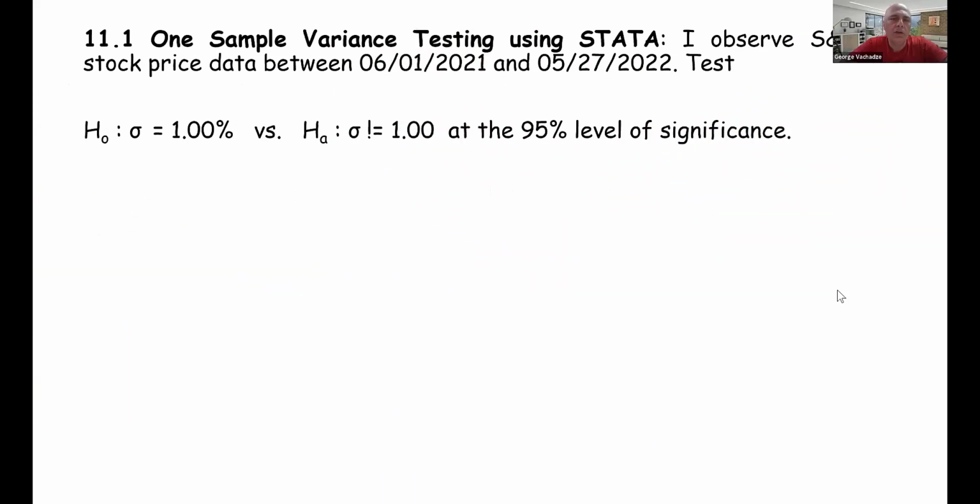Hi, in this tutorial I will discuss how to conduct one sample variance testing using STATA. On the screen you see the question. I observe S&P 500 stock price data between June 1st, 2021 and May 27, 2022, and I would like to test the H0 hypothesis of population standard deviation being 1% against the alternative hypothesis that the population standard deviation is not 1% at 95% confidence level.